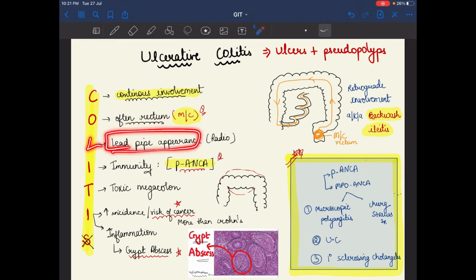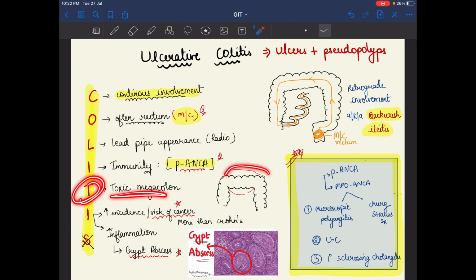And L for lead pipe appearance is seen, while in Crohn's disease a string of contour is seen. In this, lead pipe appearance is seen on the radiopaque image. And I for immunity. In this, P and K is present, while in Crohn's disease anti-Saccharomyces cerevisiae antibody is seen. T for toxic megacolon. So toxic megacolon is seen here.